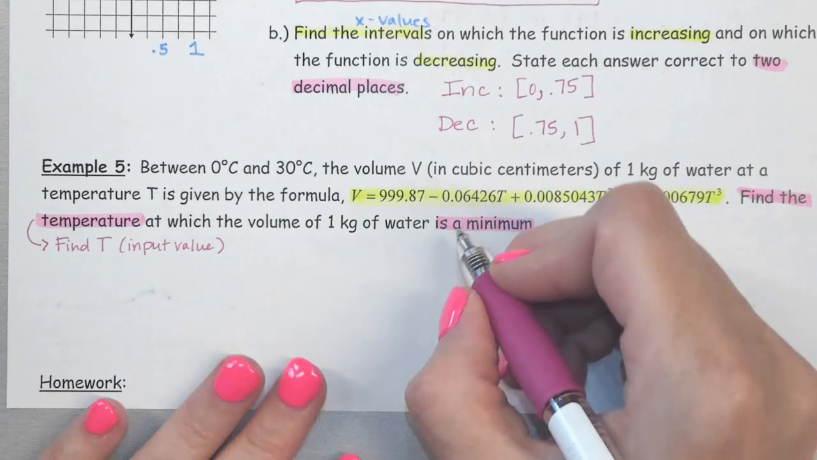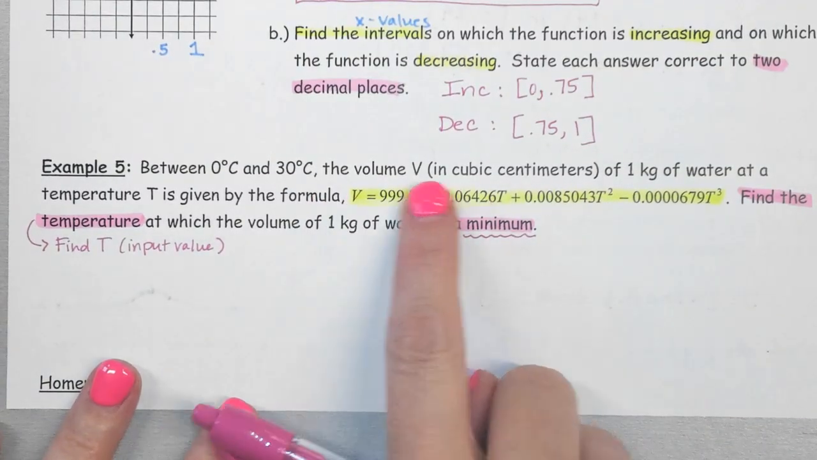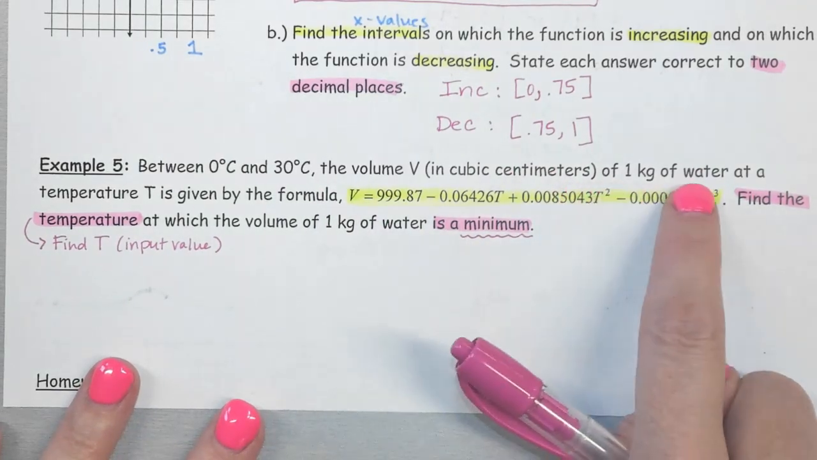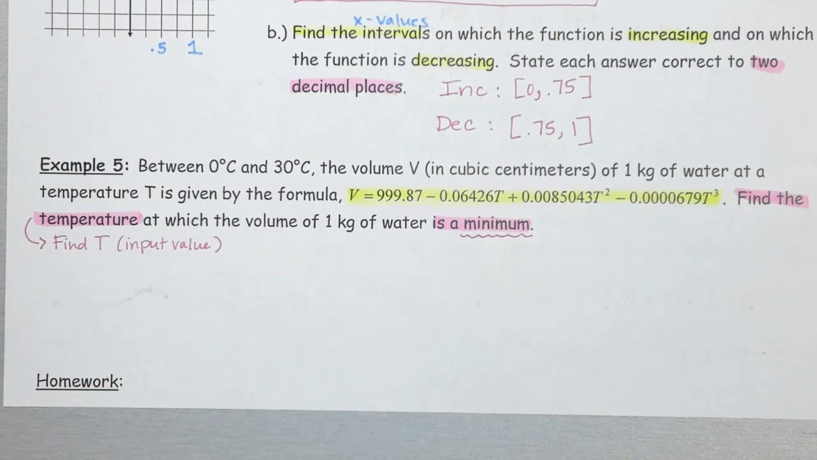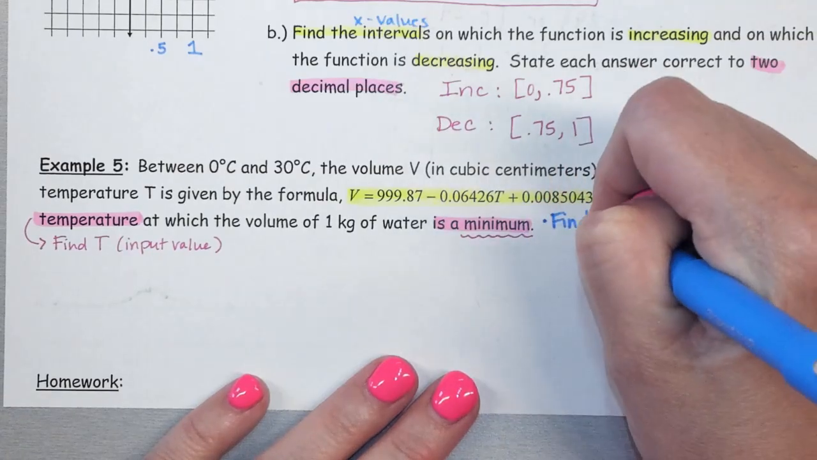And so if it's a minimum, we are going to find that minimum value of our equation. Now, it says here the volume. So this is just telling you these are the units. It's of 1 kilogram of water. And the volume here is of 1 kilogram of water. So that's just contextual. That's not something we have to use. And so when it says find the temperature where it's at a minimum, we're going to find the lowest value of T.